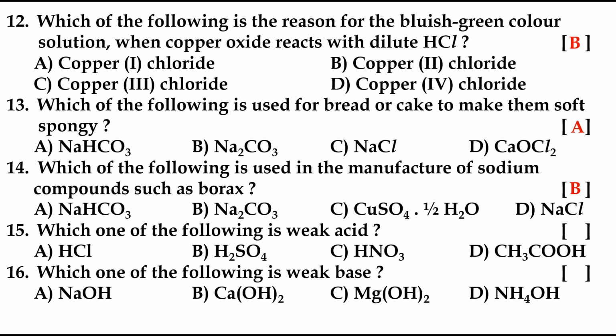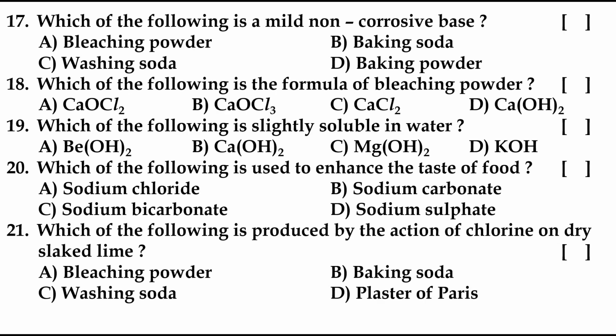15. Which one of the following is a weak acid? A. HCl, B. H2SO4, C. HNO3, D. CH3COOH. Answer is D, CH3COOH, acetic acid. 16. Which one of the following is a weak base? A. NaOH, B. Ca(OH)2, C. Mg(OH)2, D. NH4OH. Answer is option D, NH4OH, ammonium hydroxide.